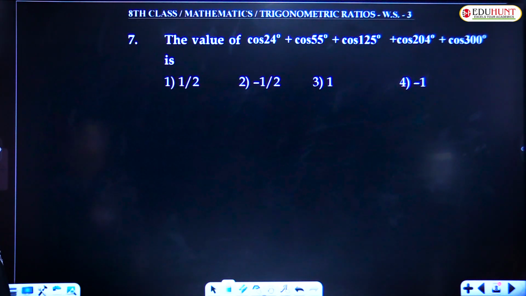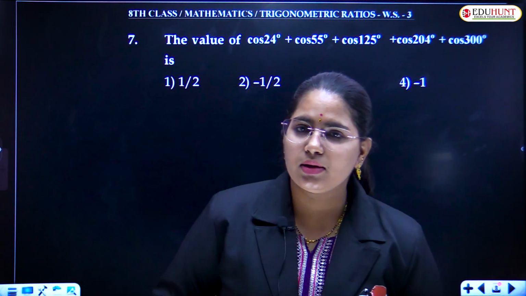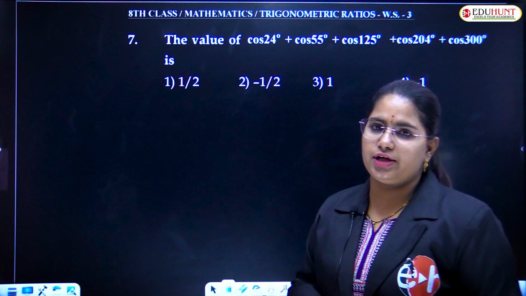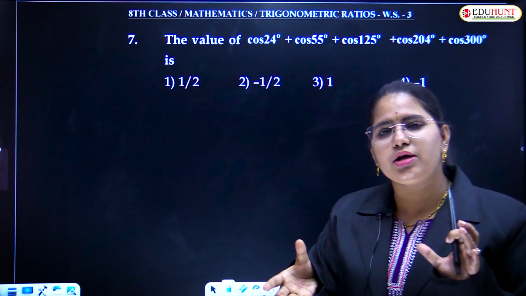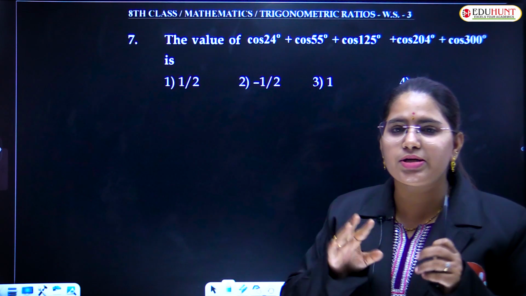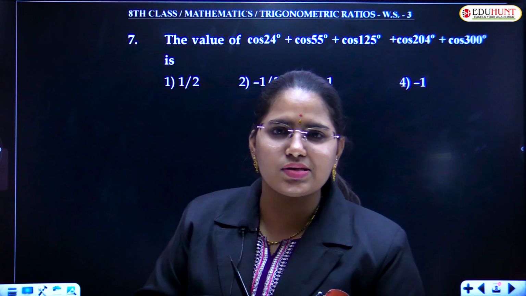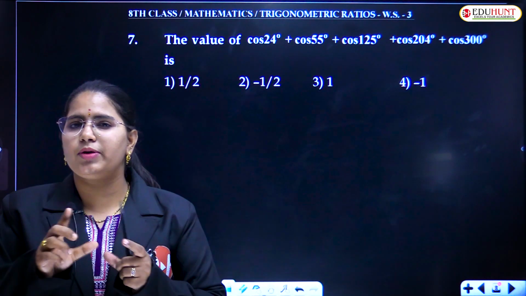The value of cos 24 degree plus cos 55 degree plus cos 125 degree plus cos 204 degree plus cos 300 degree. It is a bit similar to the previous question. This is a task for you. I'll just give 1 second of time. Recall the previous question and try to solve it on your own.